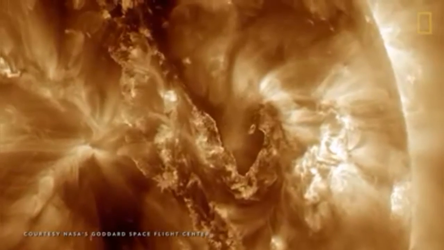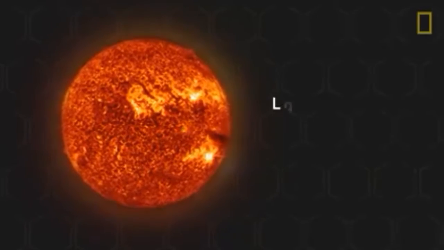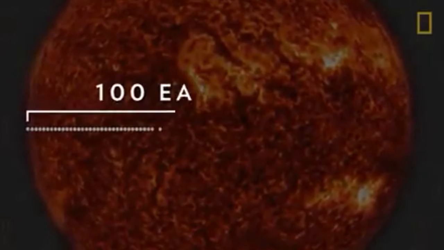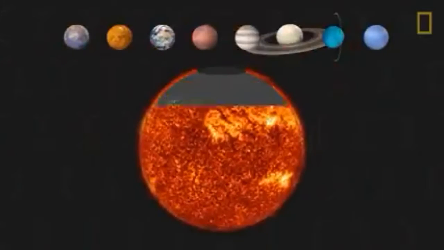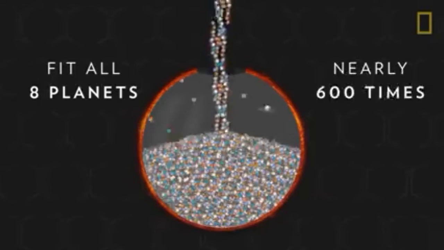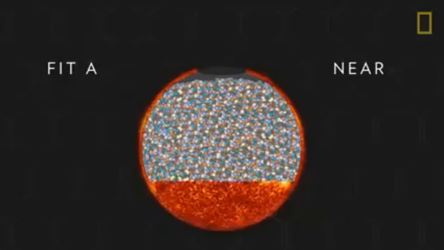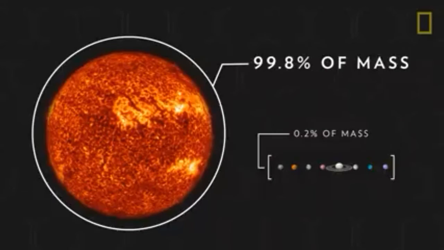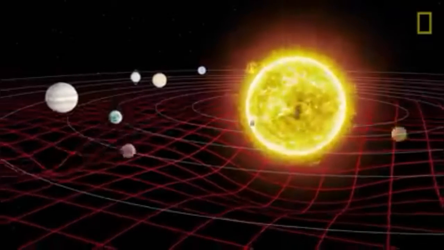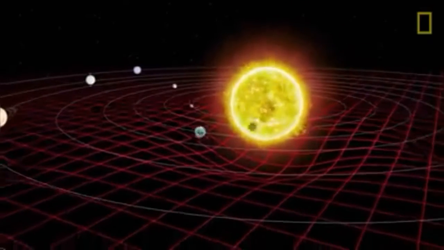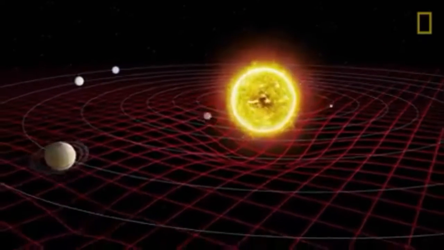It's strong enough to hold the solar system intact and is primarily due to the Sun's size and mass. Our Sun is the largest and most massive object in the solar system. It's more than 100 Earths wide and could theoretically fit all 8 planets inside nearly 600 times. It also contains approximately 99.8% of all the mass in the solar system. Because of this mass, the Sun has a great pull on the fabric of space, creating a gravitational force that causes nearby planetary bodies to be drawn toward it.